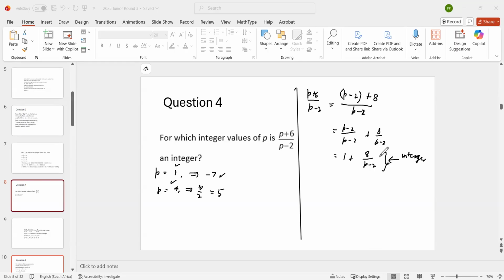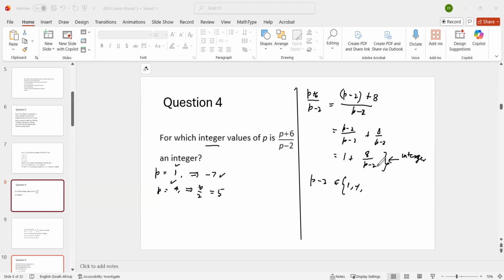What does it mean? It means that when you divide 8 by P minus 2, you're going to get a whole number. And that, if you think about that, that means that P minus 2 is going to be a factor of 8. That's the only way you can get 8 over P minus 2 to be a whole number. So now we know the factors of 8. That helps you a great deal. So P minus 2 belongs to the set. It could be 1 or minus 1. Because remember, this is an integer. So the positive and the negative values are accepted.